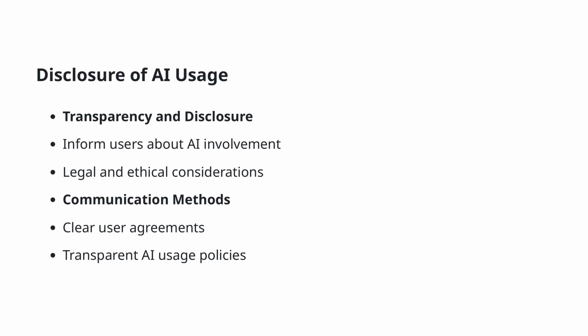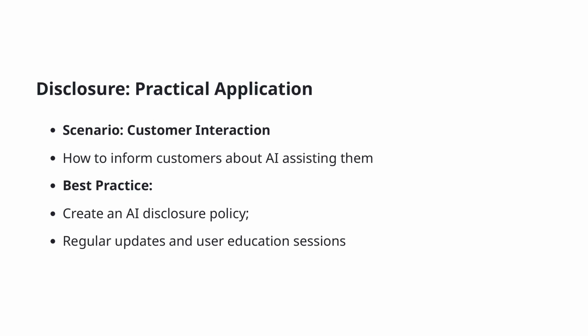On this slide, we are focusing on the critical aspect of AI usage disclosure. It's essential to maintain transparency and inform users whenever AI technology is involved in their interactions or data processing. This includes addressing both legal and ethical considerations surrounding AI deployment. For effective communication, it is recommended to establish clear user agreements that explicitly mention AI usage. Additionally, having transparent AI usage policies can further reinforce trust and compliance. These policies should be easily accessible and understandable to ensure that users are fully informed about how AI is impacting their experience and data.